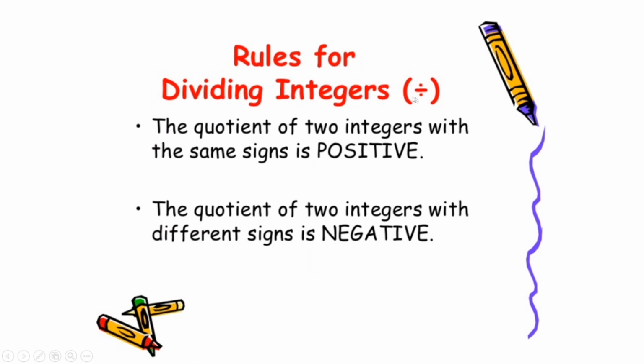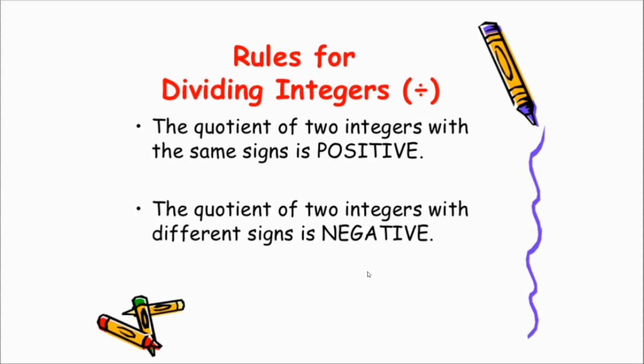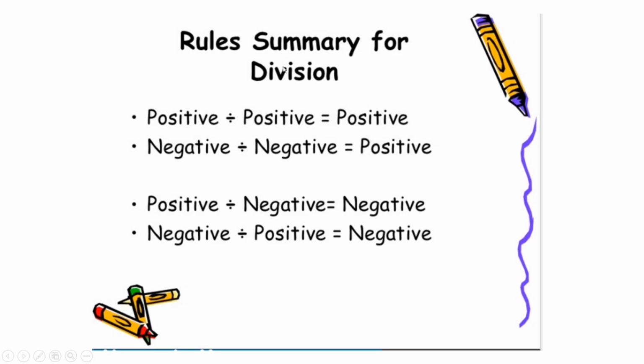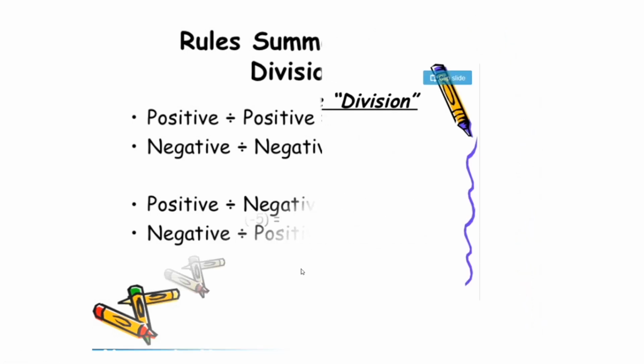Rules for dividing integers. The quotient of two integers with the same signs is positive. The quotient of two integers with different signs is negative. Rule summary for division. Positive by positive is positive. Negative by negative is also positive. But positive by negative is negative and negative by positive is also negative.